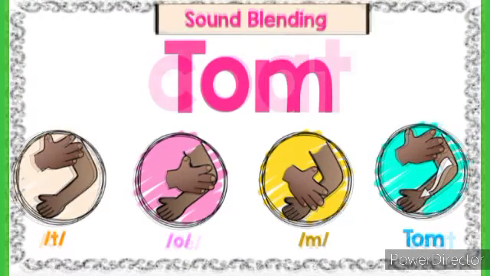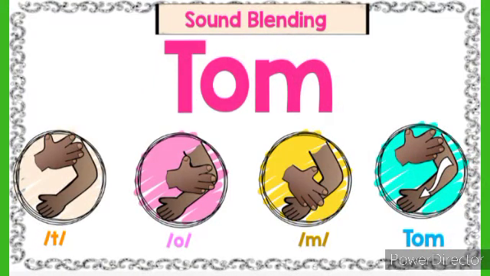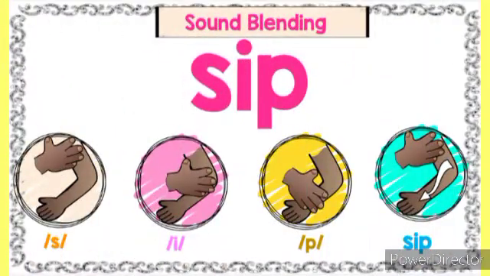Wonderful. Place your hand above your elbow and say T. Place your hand in between your elbow and say O. Place your hand on your wrist and say M. Slide through your arm and blend. What word does it give? Gives thumb. Place your hand above your elbow and say S.